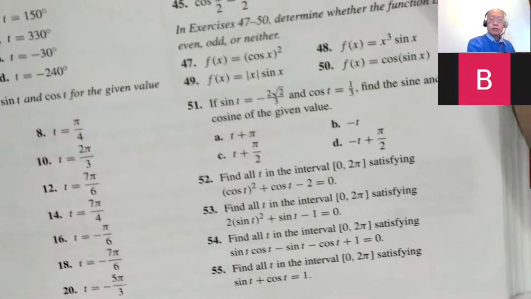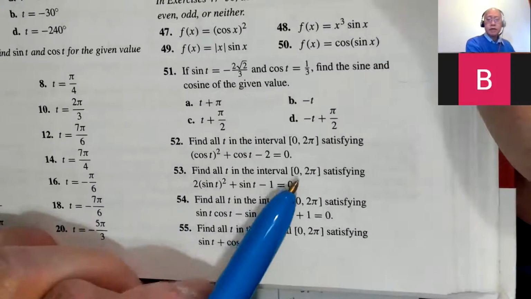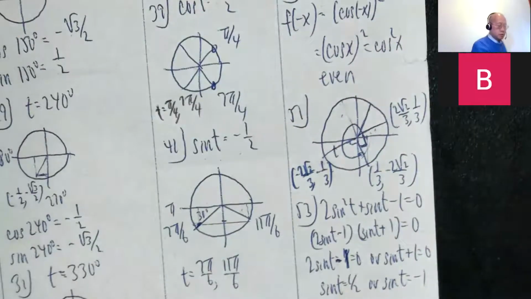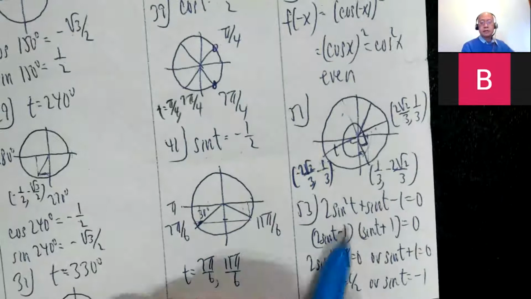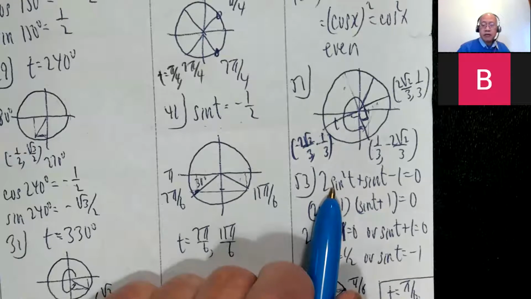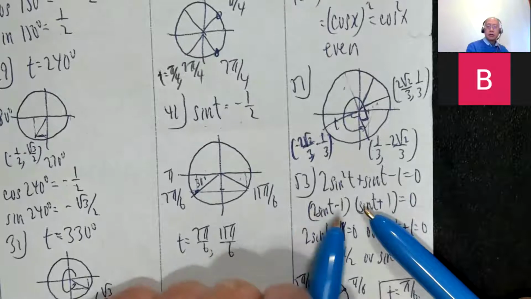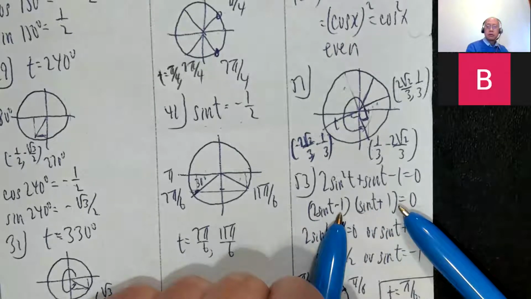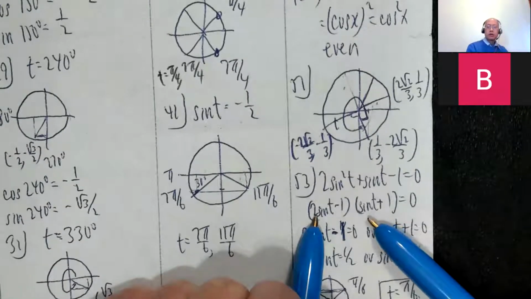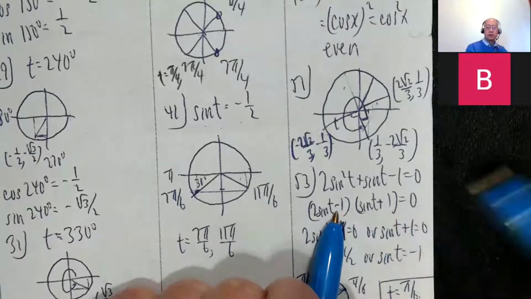Okay, then the last one I was going to show you, then I'm done with the section, is 23. Find all t in the interval 0 to 2 pi, satisfying 2 sine squared of t plus sine t minus 1 equals 0. Write it like this. Okay, this is factorable. 2 sine t, 1 and 1, minus and a plus. Fold it back out, 2 sine squared t plus 2 sine t minus 1 sine t, that's plus sine t, then minus 1 equals 0.